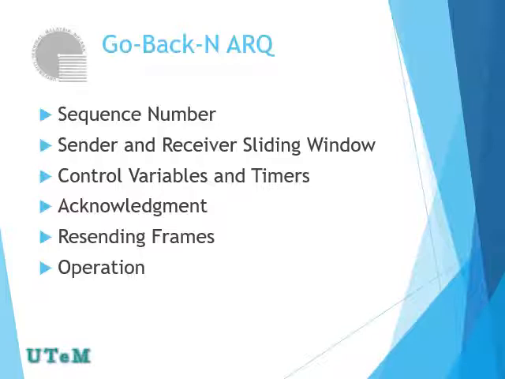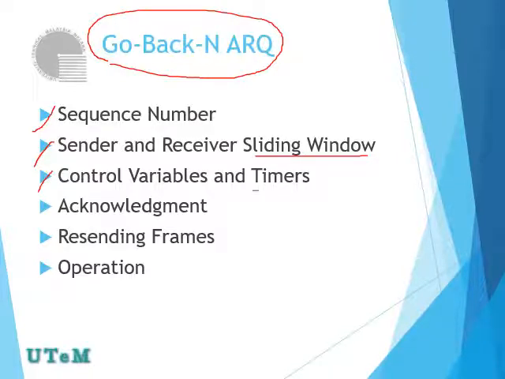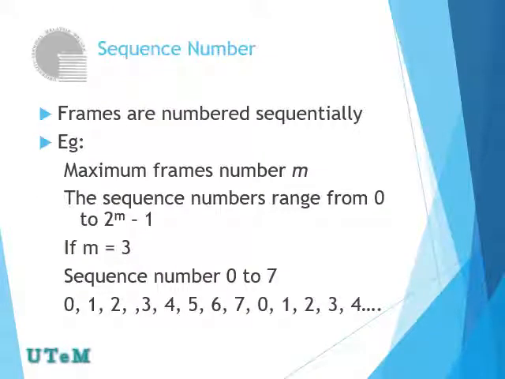Now let's look at the second ARQ mechanism, go back N. In go back N, it uses the concept of sequence number, sender and receiver sliding window, control variable and timers. Acknowledgement and resending frame are similar to stop and wait, and then the operation. First, let's look at the concept of sequence number.